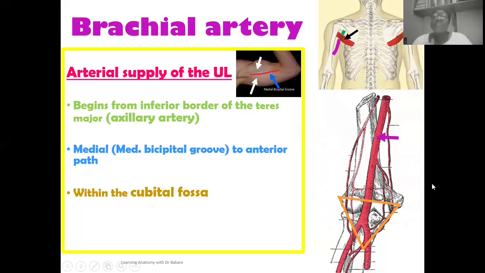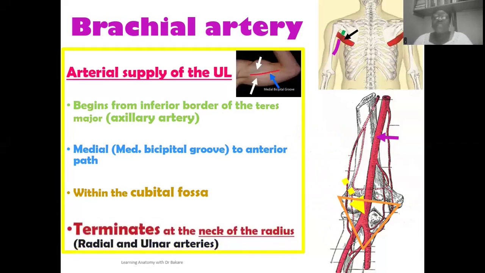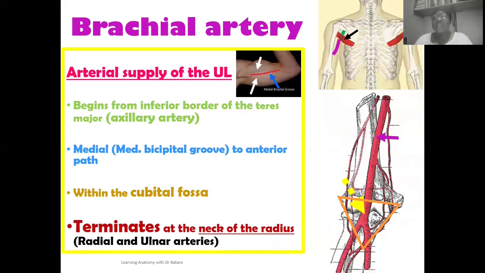So you see that within this cubital fossa, we have the brachial artery because it has changed its pattern of movement from the medial side to the anterior region. Also within the cubital fossa is where the brachial artery will finally terminate into the radial artery and also the ulnar artery. So if you try to put this image in its correct anatomical position, this is the medial side and this is the lateral side. So you see that the brachial artery will be divided into the laterally placed radial artery and the medially placed ulnar artery.